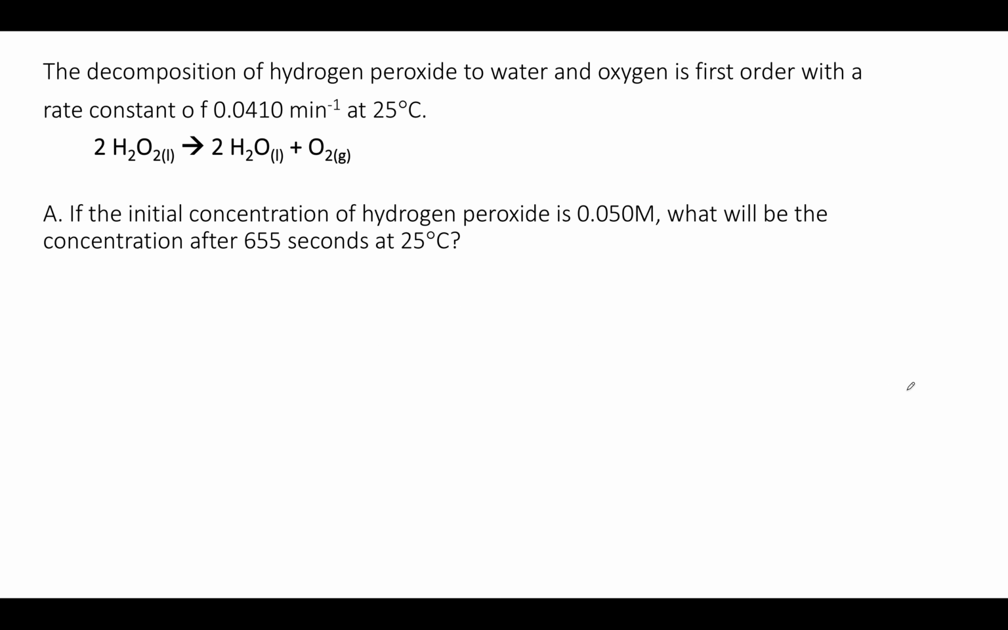So starting off, if the initial concentration of hydrogen peroxide is 0.05 molar, what will be the concentration after 655 seconds?